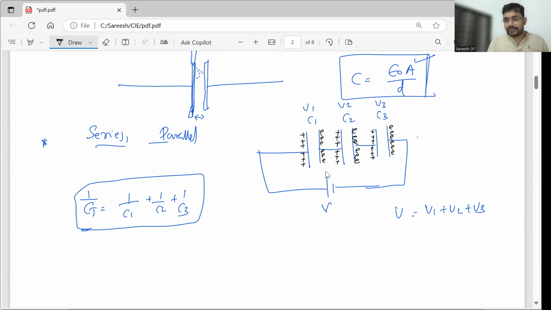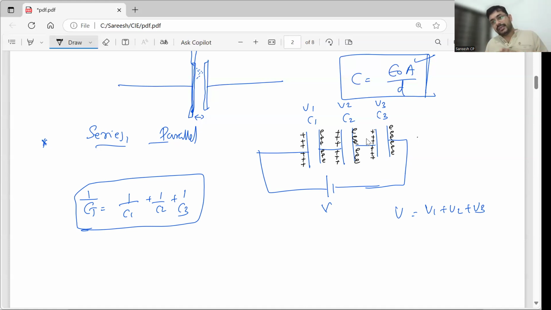In this case, since the capacitors are connected in series, the charge on each plate of the capacitor will be the same, because we can see that the electrons are leaving one plate of the capacitor, and those electrons will get into the other capacitor's plate. So if 10 electrons leave capacitor number 1, those 10 electrons will get into capacitor number 2, and capacitor number 3 also. So each capacitor will have the same charge. Did you understand that? I hope you understand.